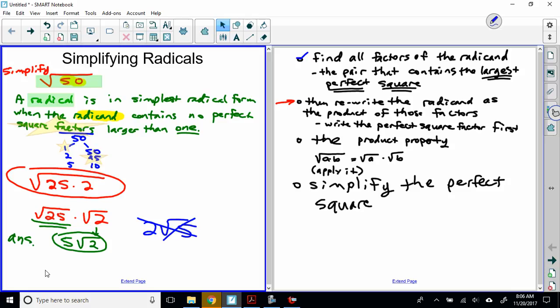So does anybody have any questions about this algorithm, this procedure so far? Would you be able to put this procedure in your own words if you had to in an upcoming test or quiz? If I ask you, without simplifying it, explain how to simplify this. Could you do that? Explain how to simplify something like the square root of 48 without actually simplifying it.